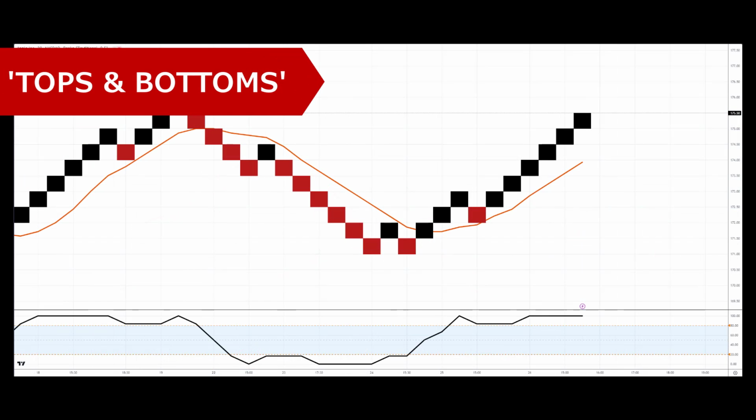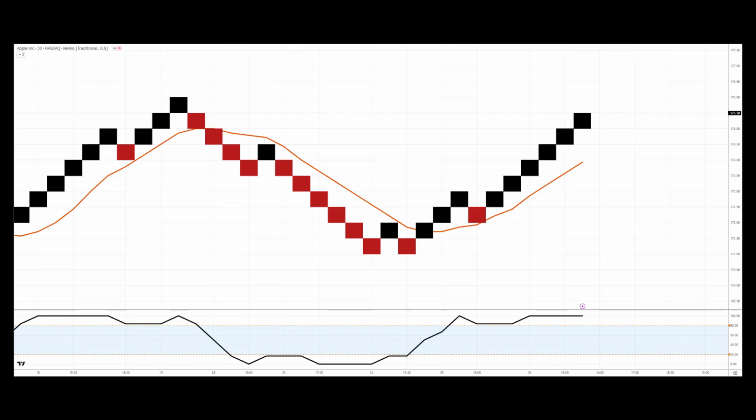And finally, we got tops and bottoms, and that is very similar to the tops and bottoms you see on standard charts. Again, the clarity I think is made better here, and you'll see a lot of double tops and double bottoms and treble tops and treble bottoms on Renko charts. They really do stand out.